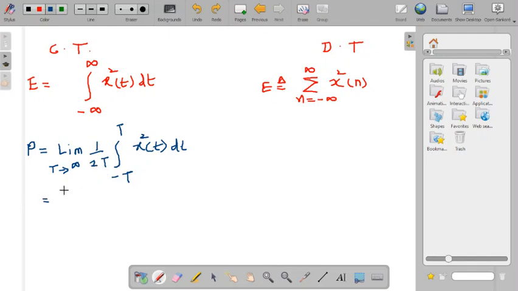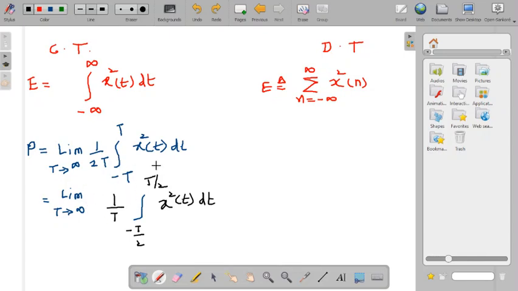Exactly like this, we can modify this formula a little bit by changing the limits of integration. Let's keep the limit T equal to infinity as it is, but the limits of integration will change. Suppose I take limits of integration from minus T by 2 to plus T by 2, then the base will be T. So in this case, we divide by T, that is 1 by T, and x square t dt will be the integrand, the signal as it is.